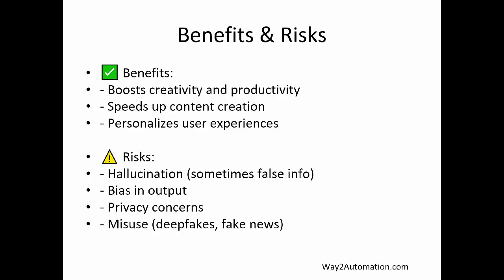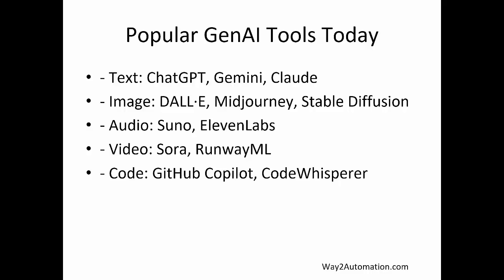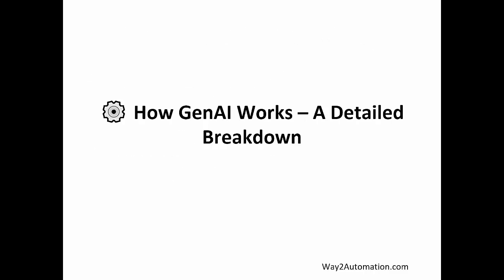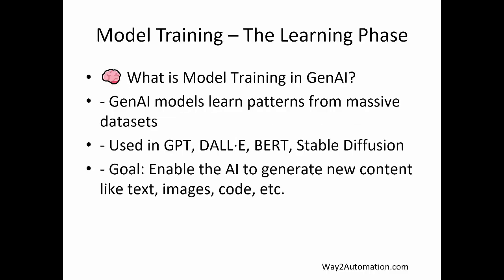We're going to have a detailed discussion on this, and these are some of the popular GenAI tools today. For text we have ChatGPT, Gemini, Claude. For image we have DALL-E, Midjourney, Stable Diffusion. For audio, the popular ones are ElevenLabs, Suno. For video we have Sora, Runway ML. For writing code we have GitHub Copilot, CodeWhisperer. So for every purpose, we have popular GenAI tools available. So how GenAI works, this is what we'll be understanding in detail.